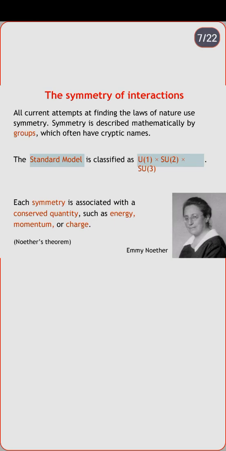The symmetry of interactions. All current attempts at finding the laws of nature use symmetry. Symmetry is described mathematically by groups, which often have cryptic names. The standard model is classified as U1 x SU2 x SU3. Each symmetry is associated with a conserved quantity such as energy, momentum, or charge, which is known as Noether's theorem, given by E. Noether.